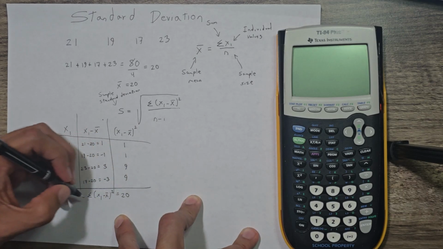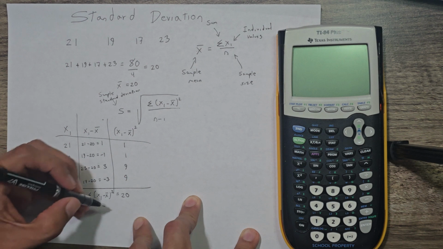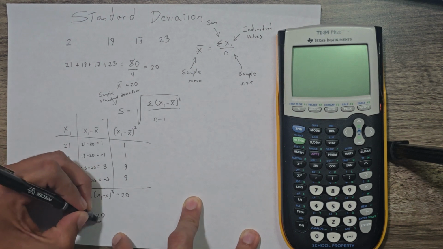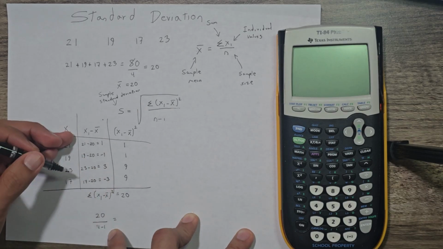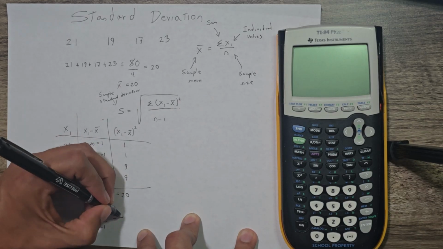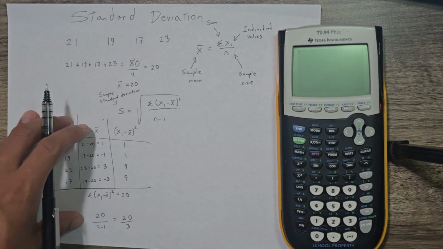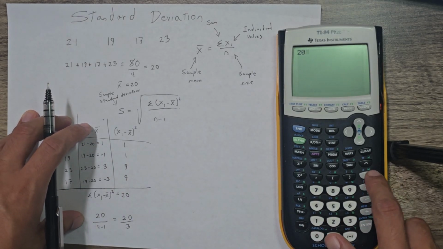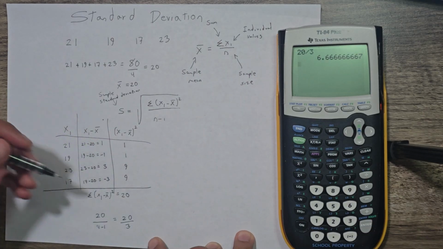Next, we're going to go ahead and divide by n minus 1. N, just like before, is the same number still, 4. So we're going to go ahead and take 20 and divide it by 4 minus 1, which is really 3. So it's 20 divided by 3. That one I'm going to do in my calculator really quick. 20 divided by 3 is 6.66 repeating.